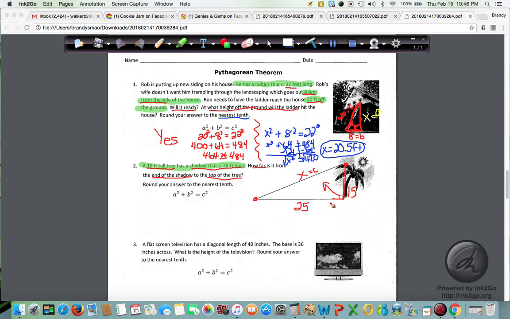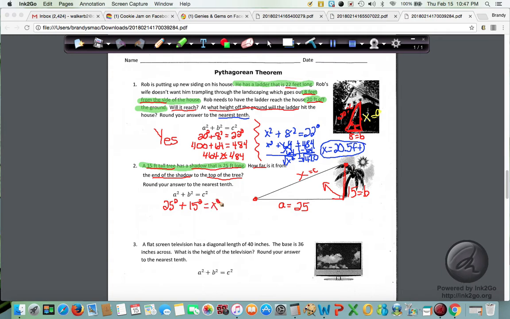Again, it doesn't matter what you make A or B. Here we made A the side just to show you it doesn't matter. For kicks and giggles, let's make A the bottom now. It doesn't matter. And we'll make the side B. Plug it into your problem. So A is going to be 25 squared. B is going to be your 15 squared. And C is going to be your X squared.